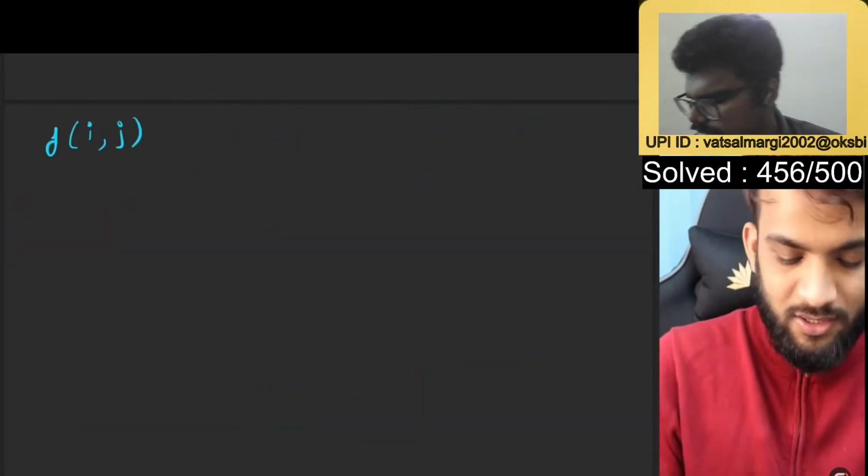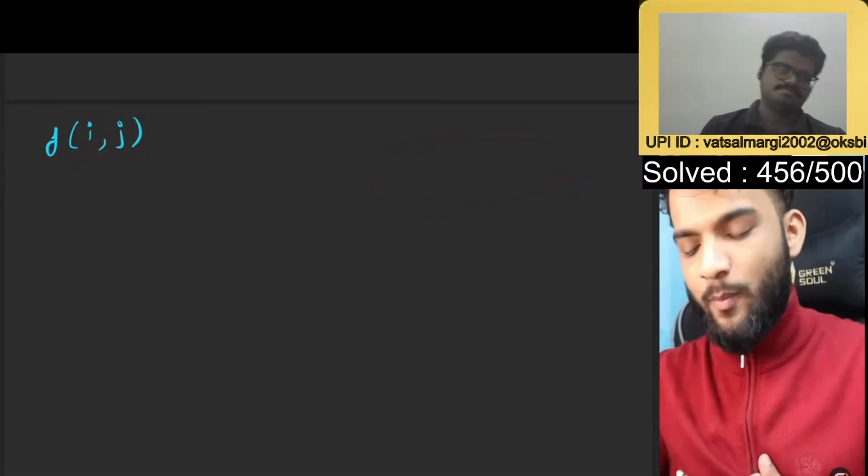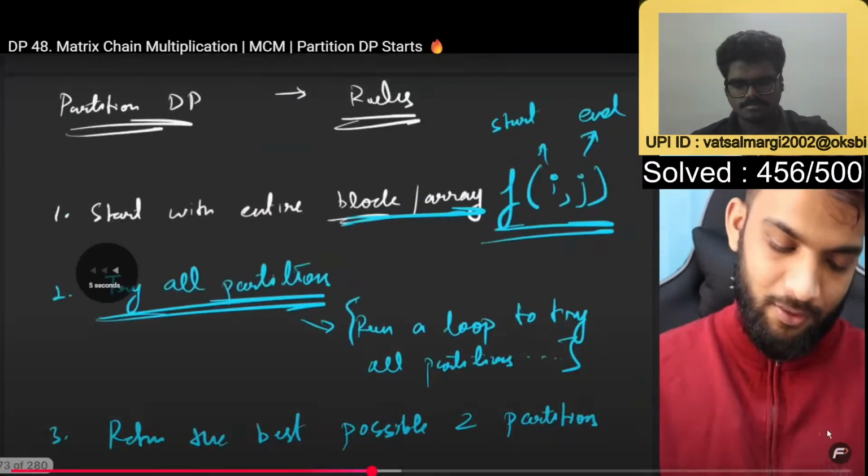Once you figure it out, it becomes very, very easy. So you have understood what f of ij means. It states this is the block and give me the minimum operations required. Okay. First step done.